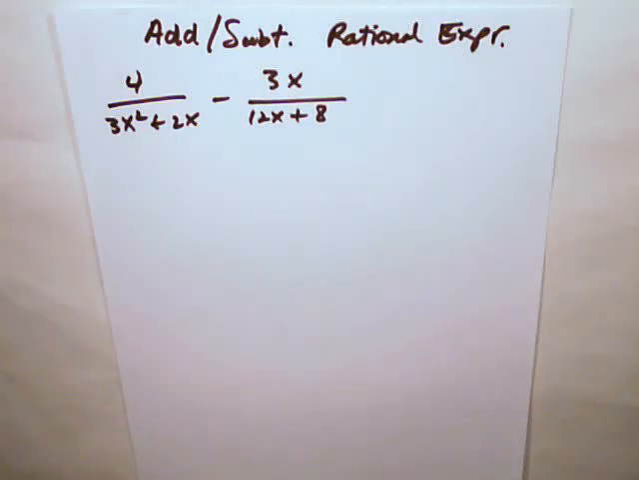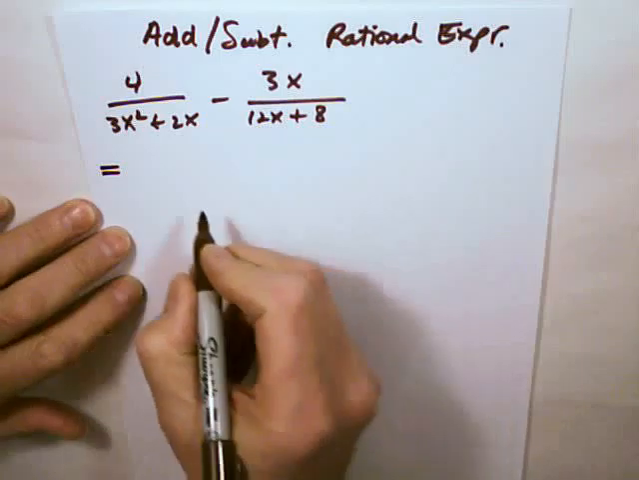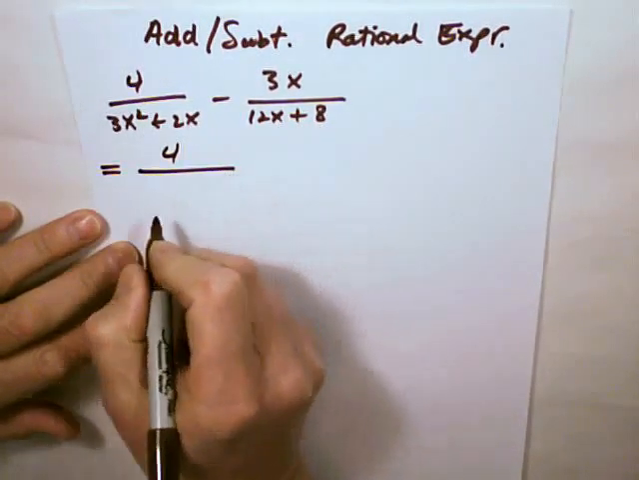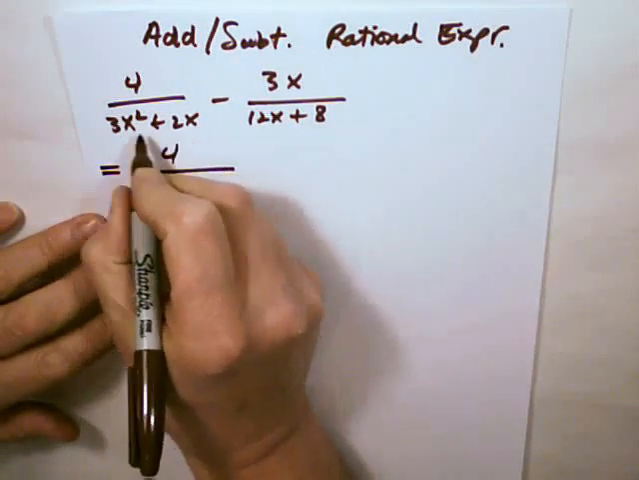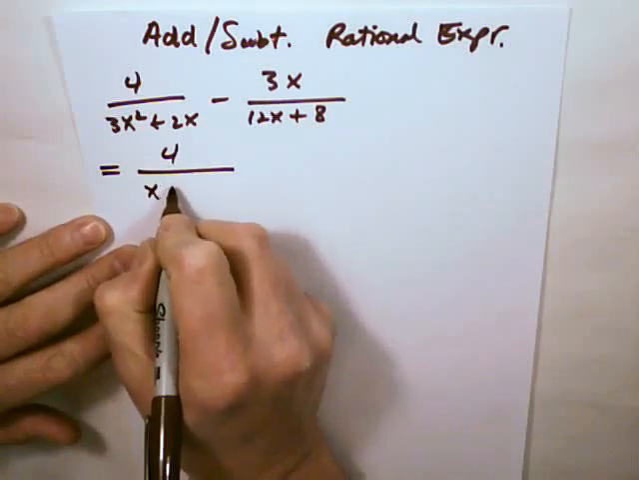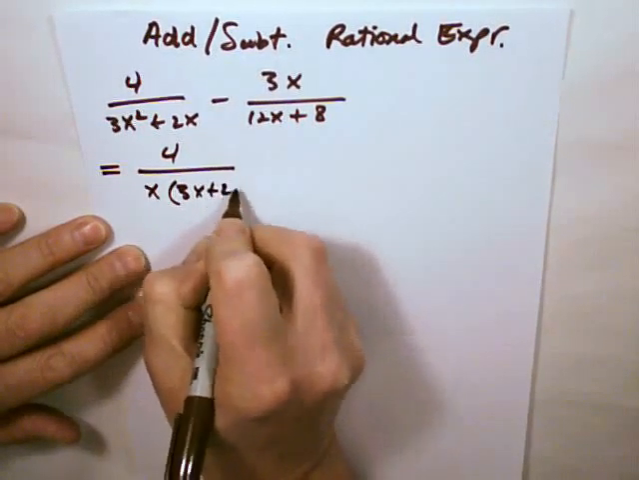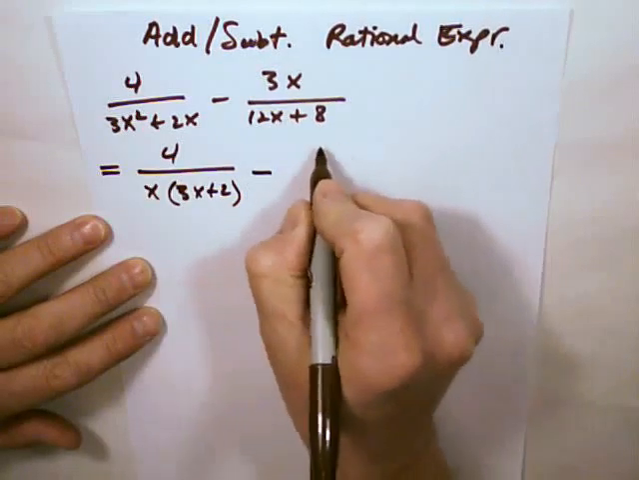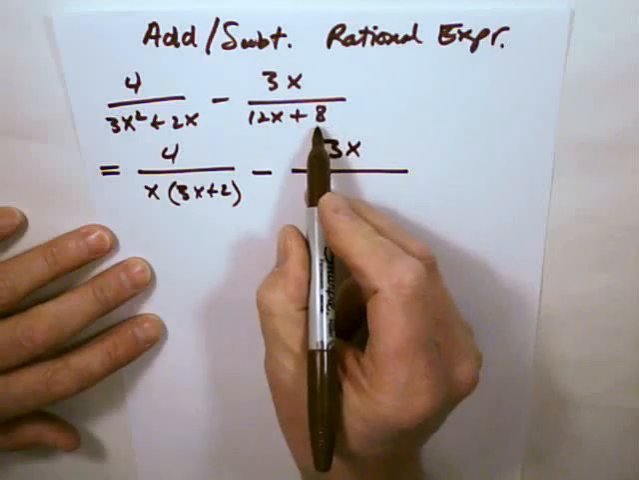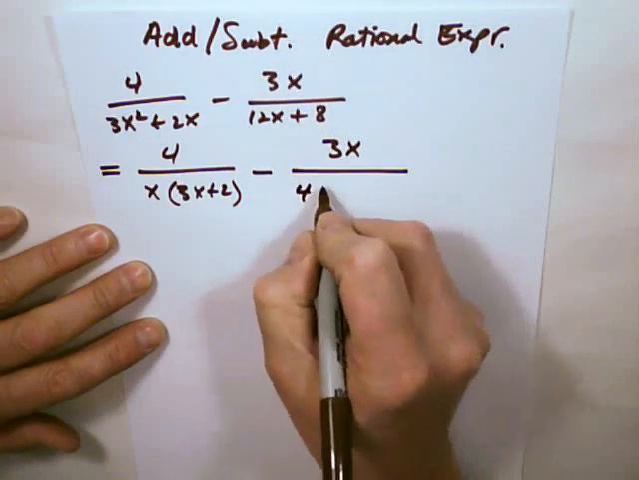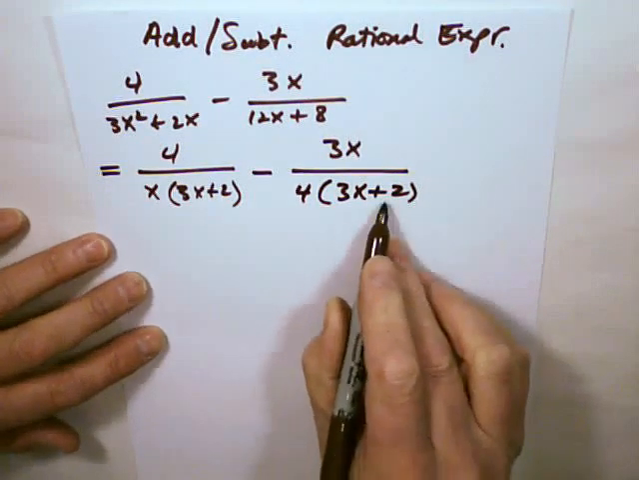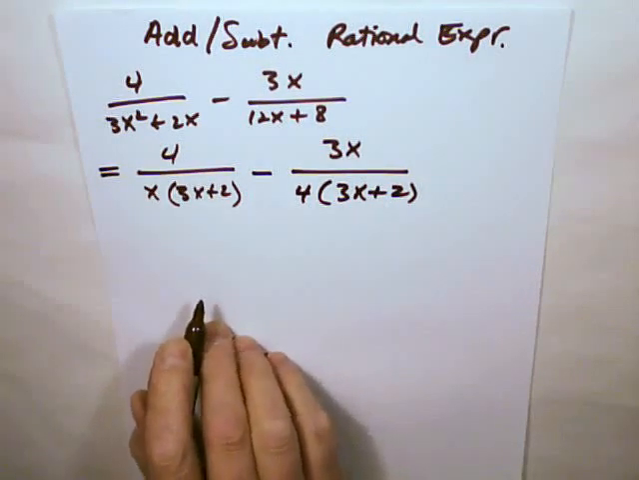Well, let's see. The first thing I'm going to do with this set of expressions here is factor each one of the denominators. Here, let's just write them out like this. The first one, I'm just going to pull an x out front, and I'm left with 3x plus 2 minus my 3x in the numerator. And then this one here, 12x plus 8, turns out that I can pull a 4 out front, and isn't that interesting? I get a 3x plus 2 again.